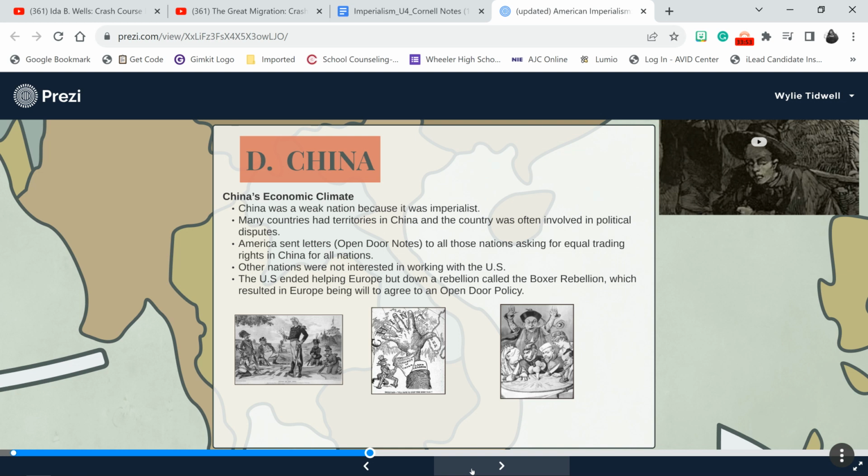America sent letters called open door notes. You need to know that one until we get to the world wars, okay? These open door notes went to all those nations asking for equal trading. We good? They basically were just asking other nations, hey, let's have some equal trading. And then the U.S. ended up helping Europe during a rebellion called the Boxer Rebellion, which resulted in Europe agreeing to the open door policy.